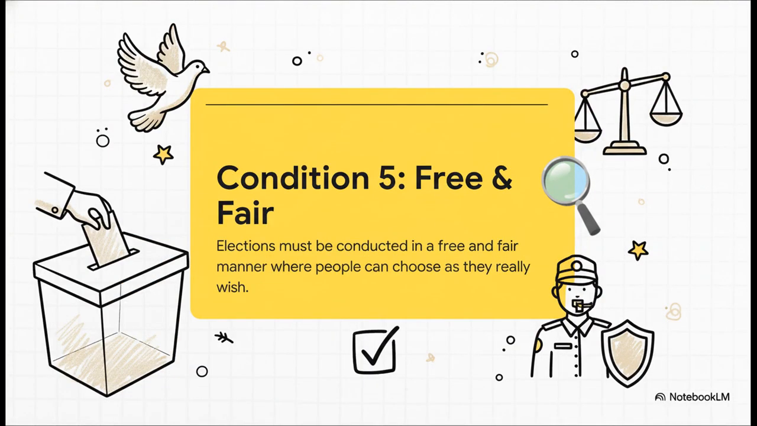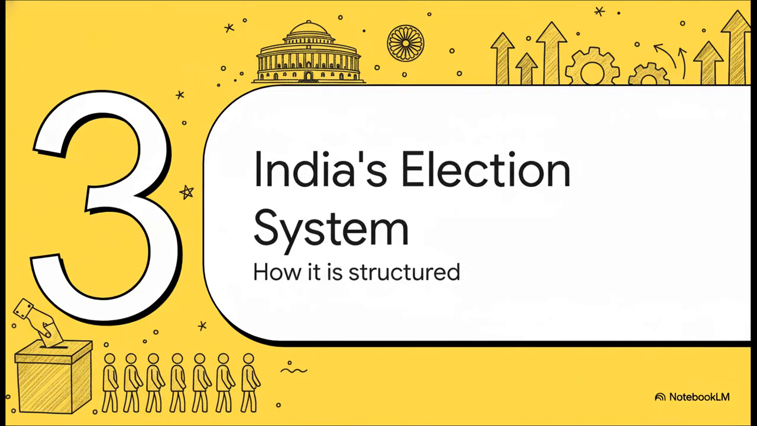And the fifth and final condition, well, it ties everything together. The entire election process must be conducted in a free and fair manner. This means that every person should be able to vote for whoever they truly want, without any fear, pressure, or temptation of money. The whole system has to be neutral and impartial. Okay, so those are the 5 big ideas behind any democratic election.